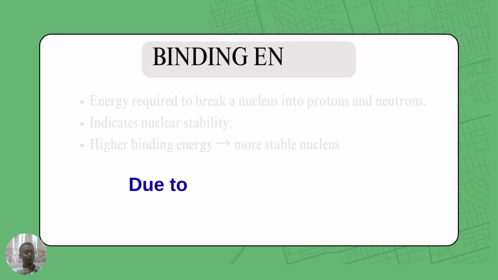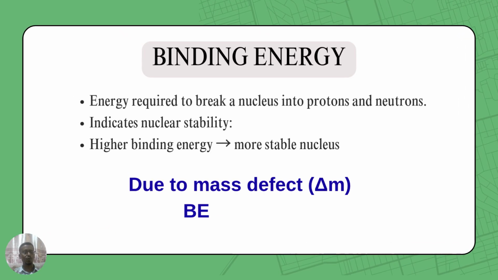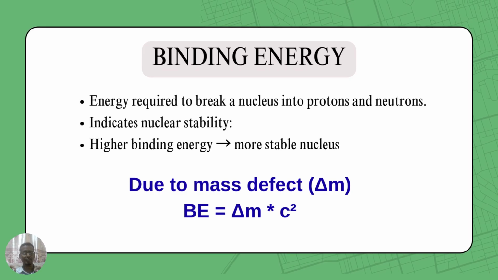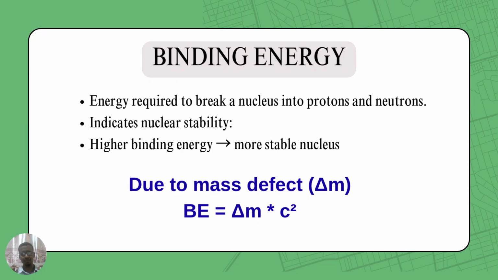Good. What is more important when we talk about stability is energy, which we call binding energy. It is the energy required to break a nucleus into its components, protons and neutrons, or vice versa, and it indicates nuclear stability. Binding energy also plays a major role in nuclear stability. So the highest binding energy will give us a more stable nucleus.